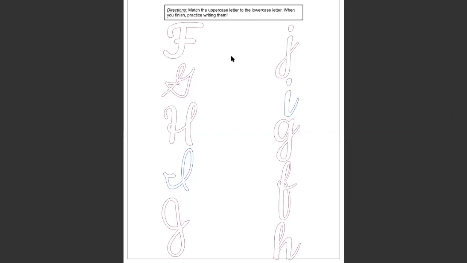So what we are going to do is we're going to match the uppercase letters to the lowercase letters. Hi, Jaya. Go ahead and choose your colored pencil or your pencil, and we're going to draw lines to match each letter. So the first uppercase letter is f, f. Can you draw a line all the way down to the lowercase f, f?